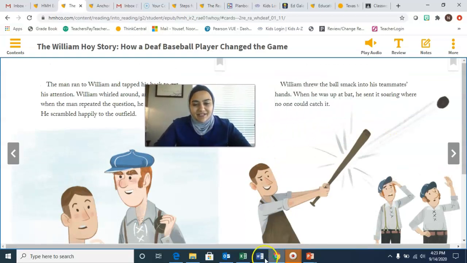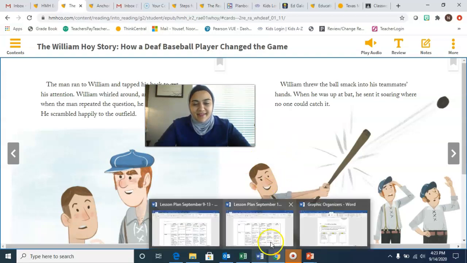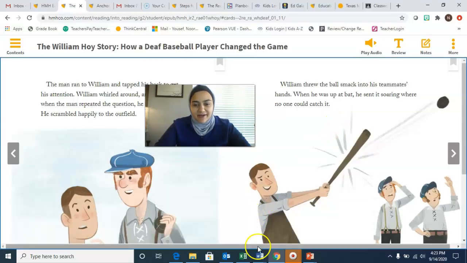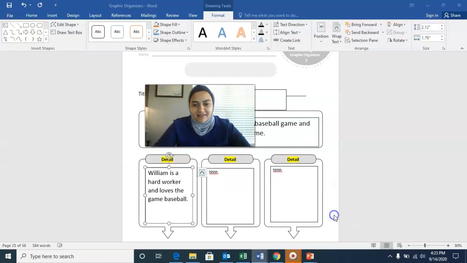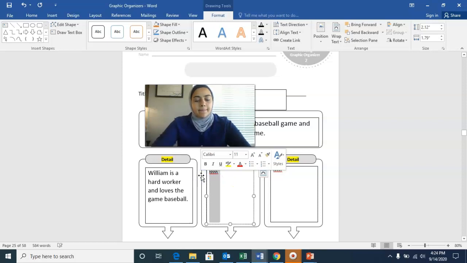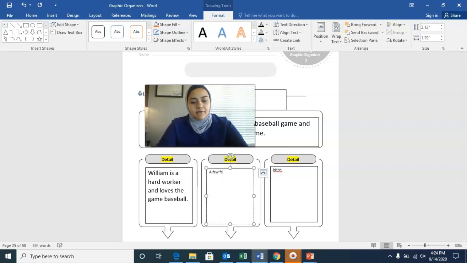So what's another detail? What's happening in the story now? William is playing with some friends now, right? So let's add that onto our detail. So a few friends ask William if he wants to play with them while he is at work.